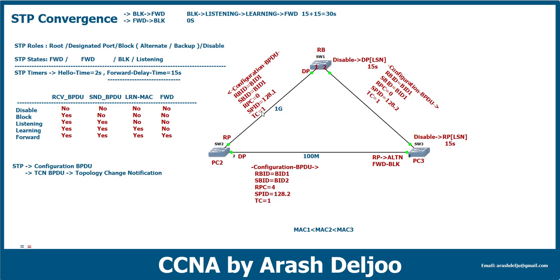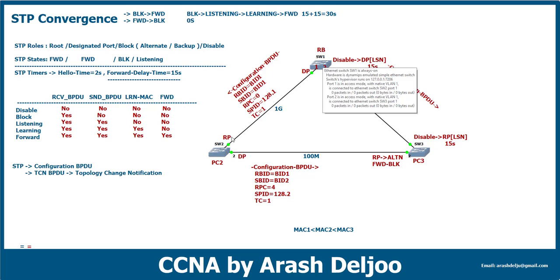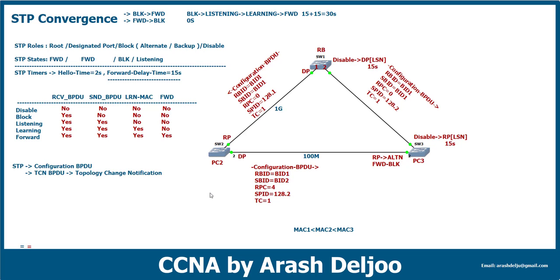With the TC bit set, switch 1 can inform switch 2 that a link change, meaning changing from block to forward or forward to block in one side of the network, has occurred. You need to flush your MAC address table. Look here, we added the link between switch 1 and switch 3. Because of that, both of them know about this change. They can flush their MAC address table, because all of the entries in the MAC address table should be changed.